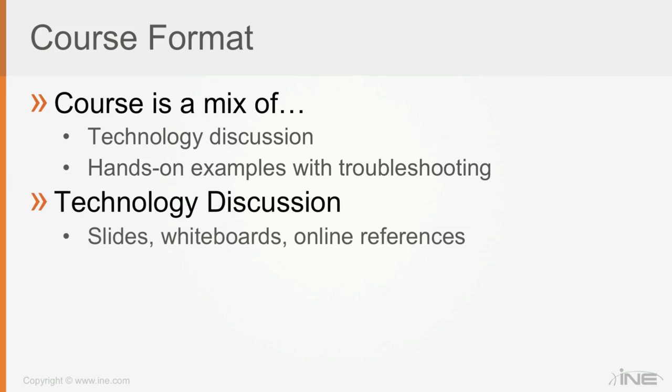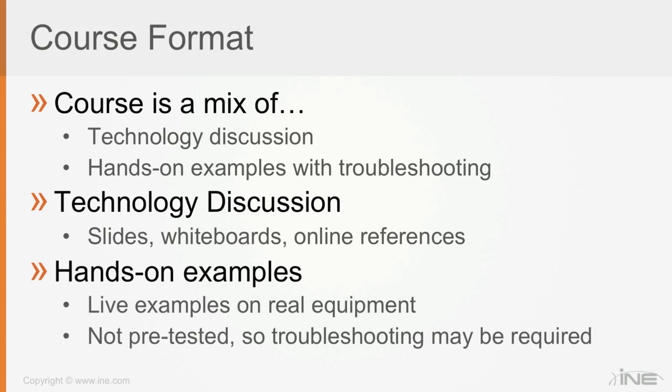Technology discussion is going to be slides, as I stated, whiteboarding, a lot of drawing from my side, and online references, pretty much Cisco documents or vendor-independent documents, or maybe Cisco pitch books I would reference back and forth, or any kind of Cisco presentations. Then hands-on examples are going to be live examples on real equipment. There's going to be no virtualization, just physical equipment. Of course, we're going to run some virtualization for the Windows devices, but otherwise the networking devices are going to be all physical. As I said, nothing is pre-tested, so troubleshooting may be required.